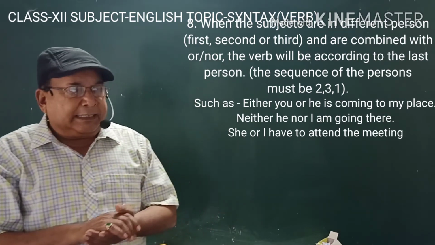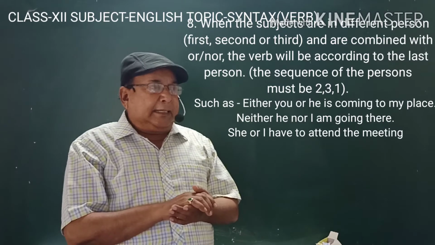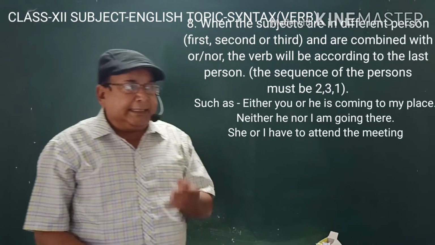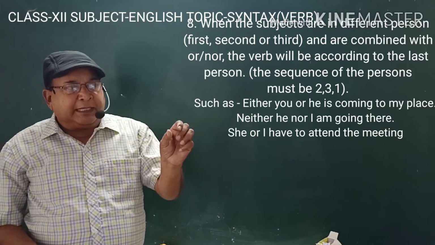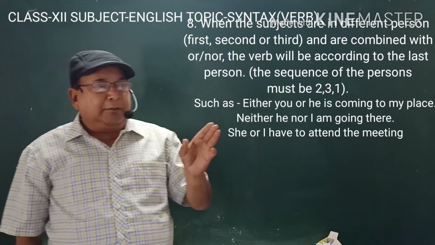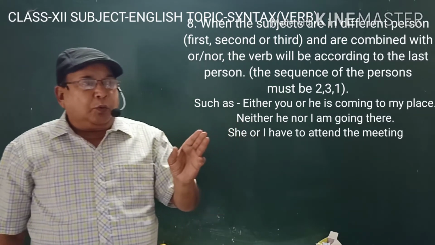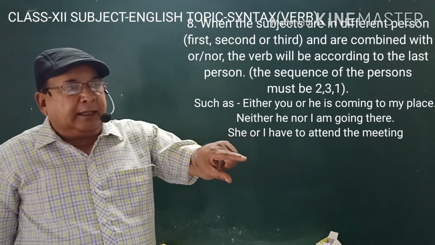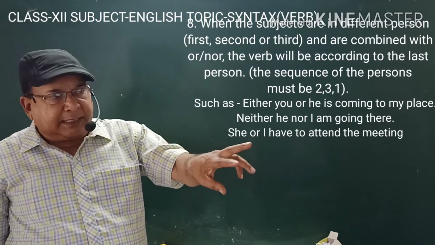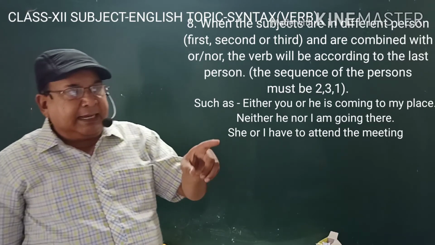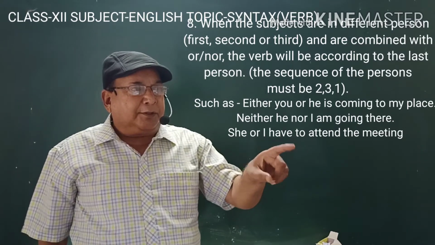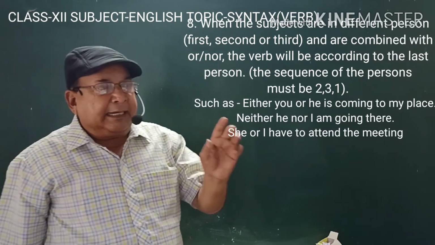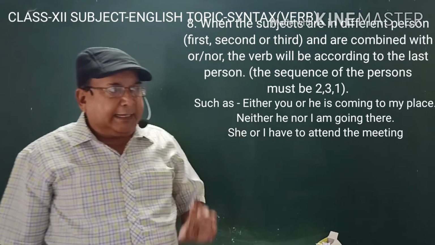For example, you can say, either you or he is coming to my place. In this case, only two persons are there, then their sequence will be 2 and 3. The persons have been put according to the sequence and the verb is used according to the last person, that is he. That's why is is used. Clear?